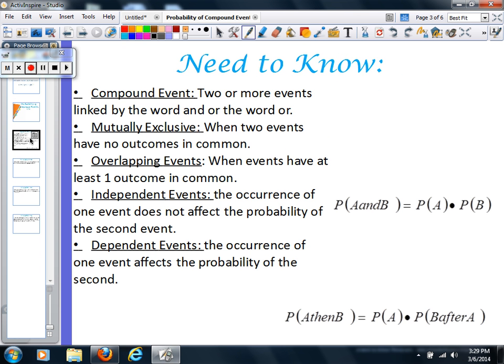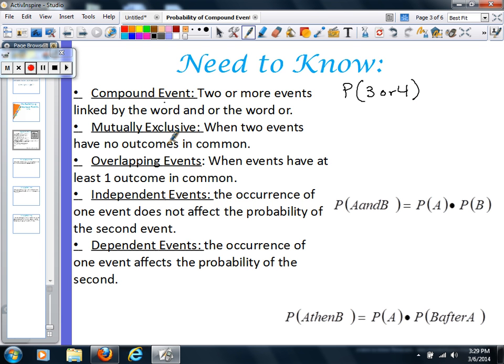So for compound probability, there are a few new definitions you're going to need to know. The first one is a compound event, and that is two or more events linked by the word "and" or the word "or," okay? So it could be something like the probability of 3 or 4, or it could be the probability of 3 and 4.